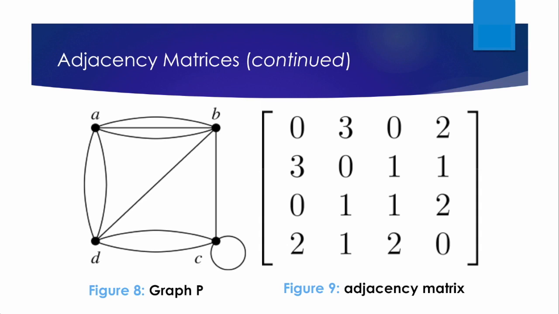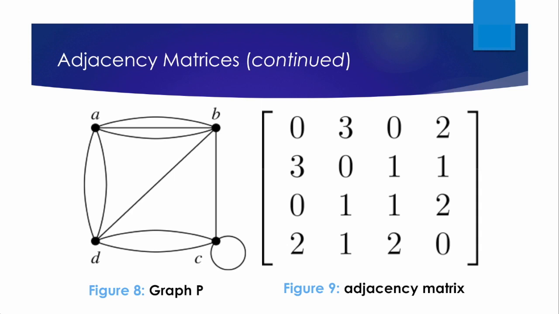So let us take an example of pseudographs where we have multiple edges and loops. This graph is shown in figure 8. Consider that graph P has loops and multiple edges between its vertices. This means that an entry between vertex A and B is equal to 3, because we have 3 different edges between A and B. When we have a loop, as you can see at vertex C, the entry associated between vertex C and C is equal to 1.